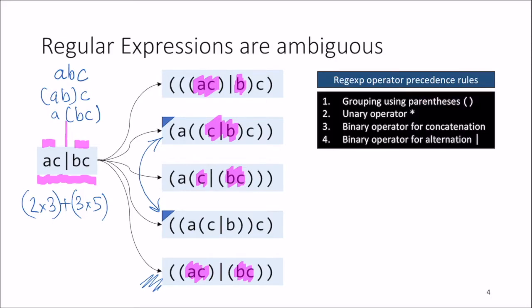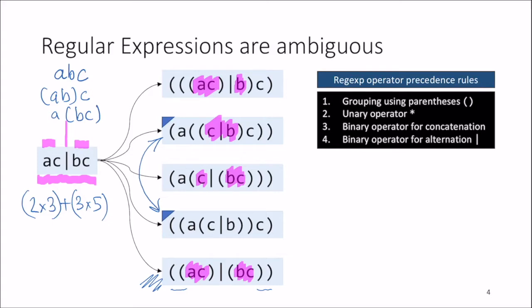So what are these precedence rules? Well, the first precedence rule is you always group using parentheses. The parentheses always win. So that's why when we show you the exact precedence, we use brackets to show it, right? So we are using these brackets here in order to specify the precedence because parentheses have priority over everything else. The second priority is for the unary operator, star.